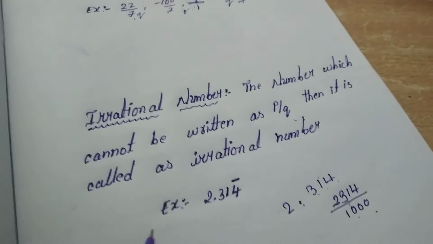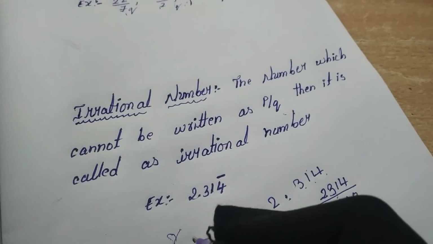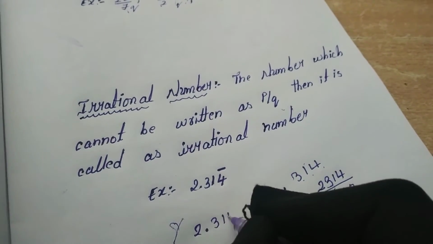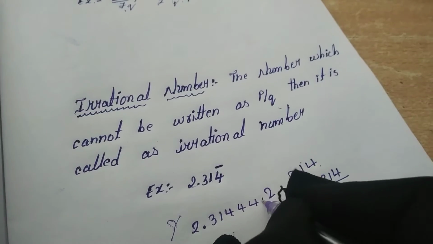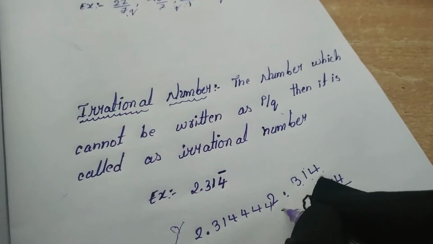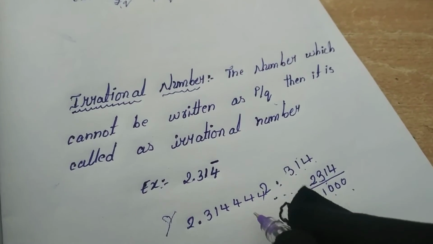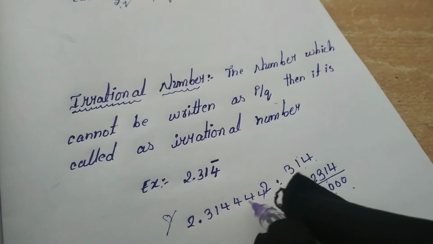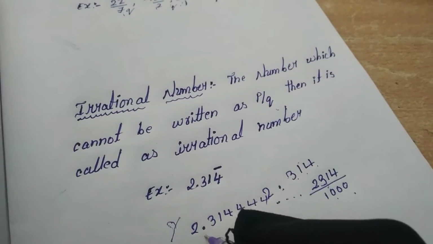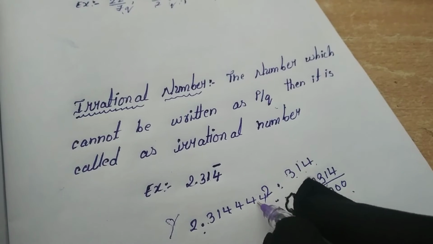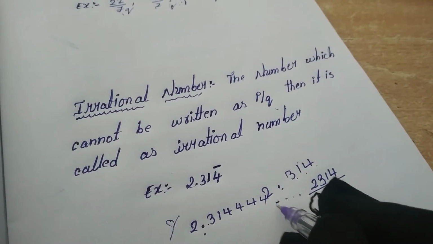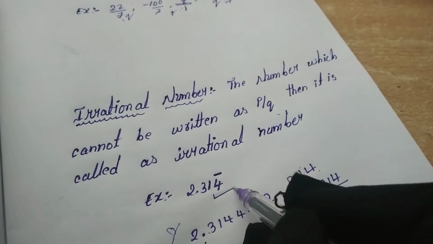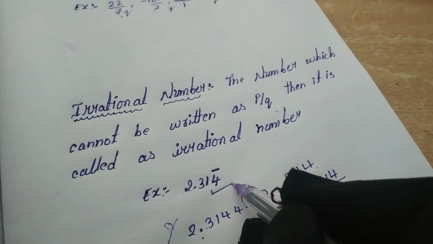What is meant by bar here? It means 2.31444 and so on. How can I write it in p by q form? It has repeated digits. We cannot find how many digits there are after the decimal because 4 is repeated. How can I write it in p by q form? That's why this number is an irrational number.